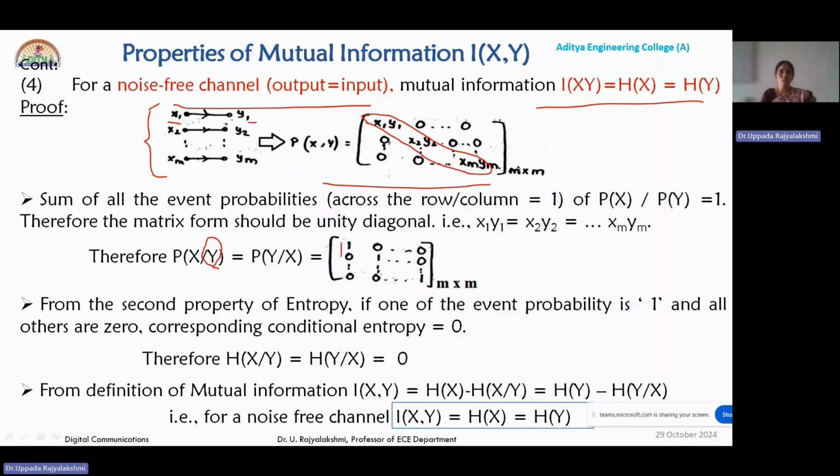In the example, if you see the first column, the sum of its elements is equal to 1. Similarly, the second column element sum is also 1. Similarly, for the last column, the element sum is 1. So you can say that the matrix is P of y by x.